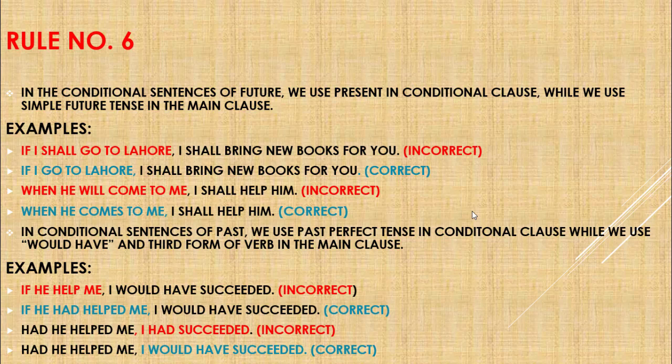In conditional sentences of past, we use past perfect tense in the conditional clause, while we use "would have" and the third form of verb in the main clause. As you can see in the examples, "If he helped me, I would have succeeded" is incorrect. We should use "if he had helped me" in the conditional clause, and then we should use "I would have succeeded" in the main clause.